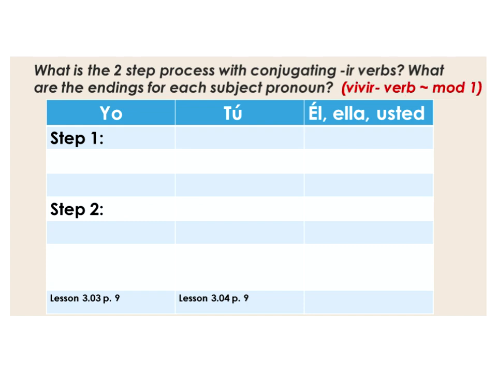Very good. Last one. IR verb. Now we have the verb vivir. We learned that in Module 1. What's the first step? So this is the last type. We have AR verbs, then we have ER verbs, then we have IR verbs. We remove the IR. That's step 1. What's step 2? You add the correct ending. So what would be the ending for the yo form?